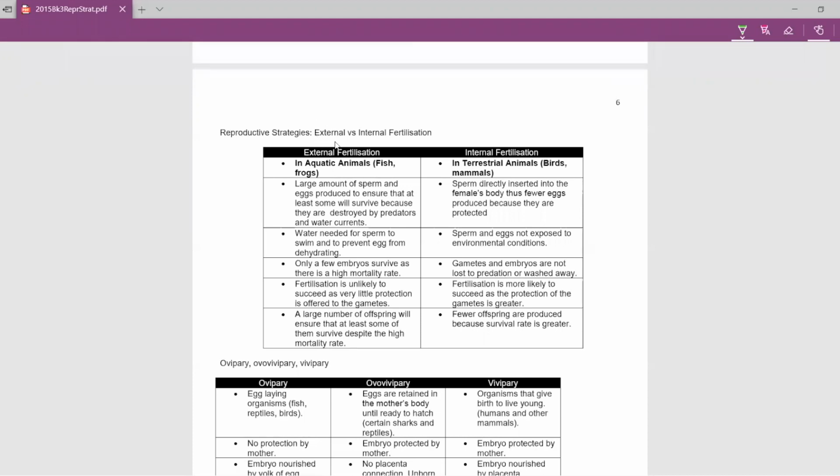Now, before we even talk about fertilization, we know fertilization is when a haploid sperm nucleus fuses with the haploid ovum nucleus to form a diploid zygote. Unfortunately, you must give the chromosome numbers in your definition. So this is what fertilization is.